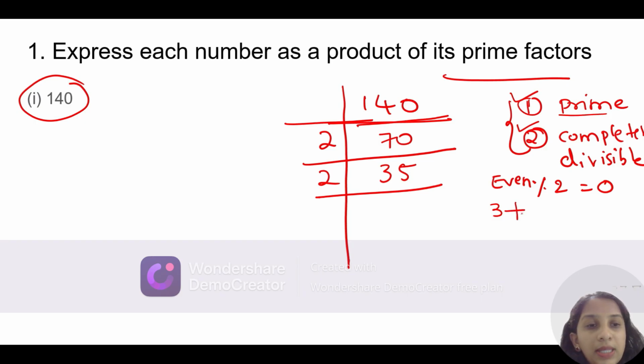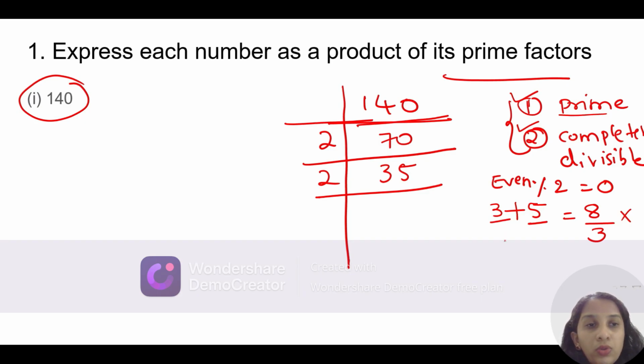You have to sum up the digits of the number. 35 means 3 and 5, correct? Add it. So when you add 3 and 5, it will be 8, and check whether it is divisible by 3 or not. 8 divided by 3: 3 ones are 3, 3 twos are 6, 3 threes are 9. So 8 is not completely divisible by 3. So you cannot take 3 now.